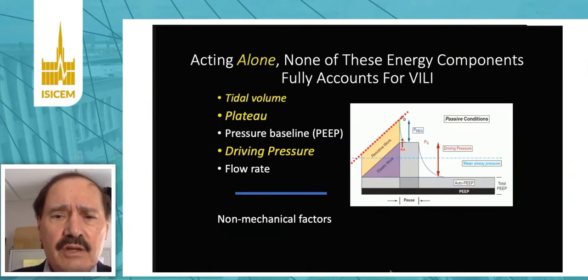If you look at the colored area on this illustration, you have resistance work and elastic work and a work component that's related to PEEP. If we consider tidal volume, plateau pressure, or driving pressure alone, none of those, especially if not considered with respect to the vulnerability of the tissue, will predict successfully the VILI risk.